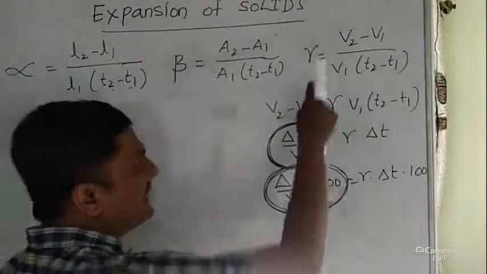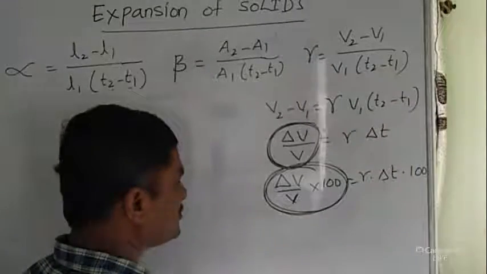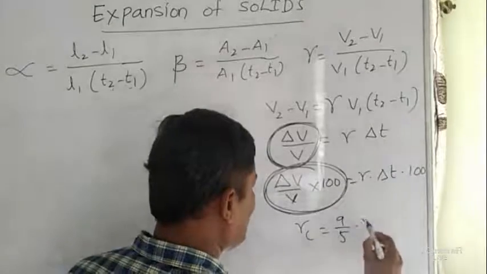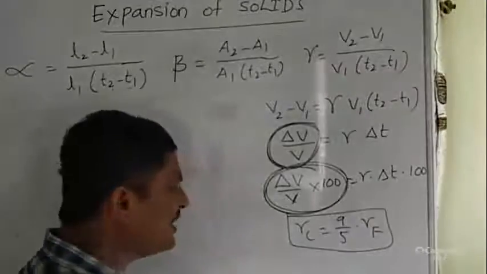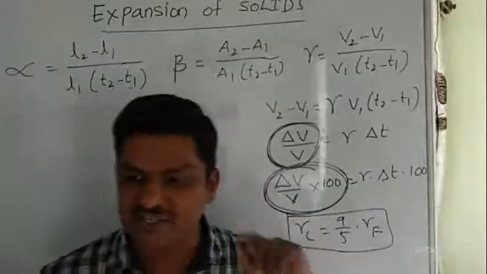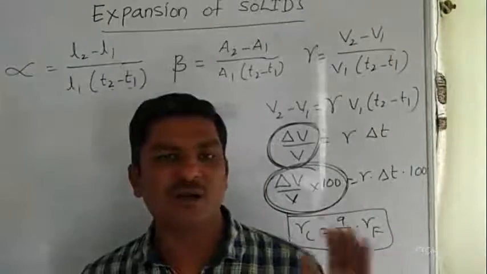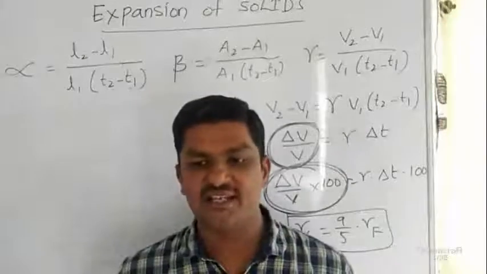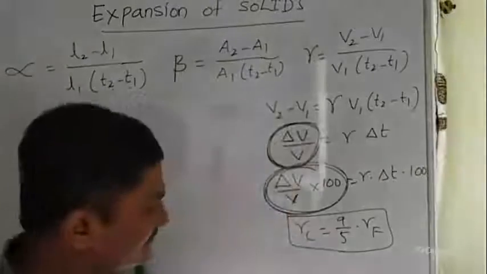So gamma depends on the nature of the material and the scale of temperature chosen. Gamma C can be written as 9 by 5 into gamma F. Gamma C is the coefficient of volume expansion of the solid when temperature is measured in the centigrade scale, and gamma F is the coefficient of volume or cubical expansion when temperature is measured in the Fahrenheit scale.